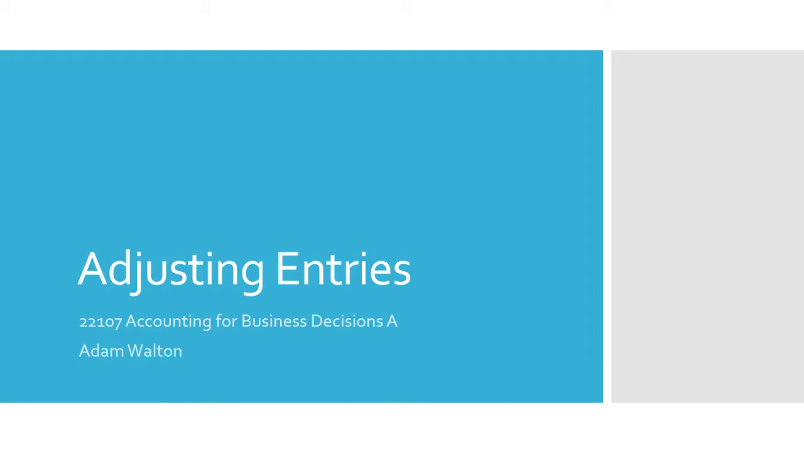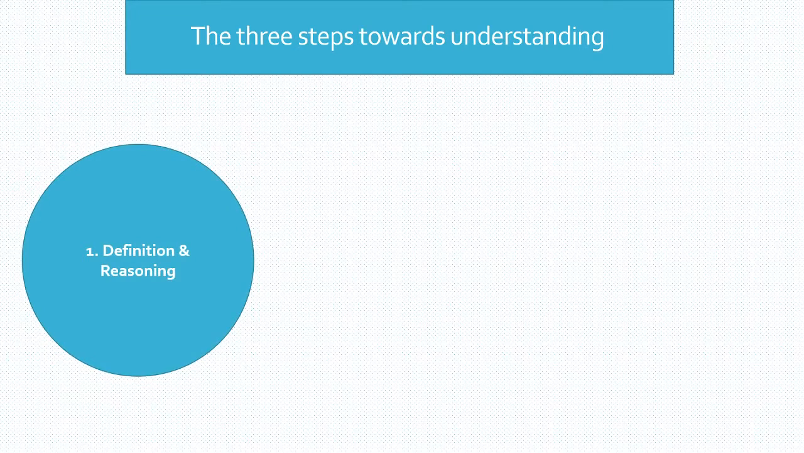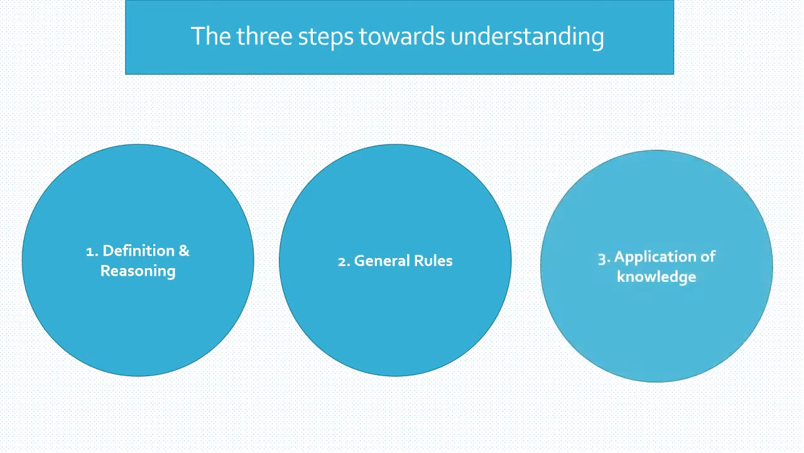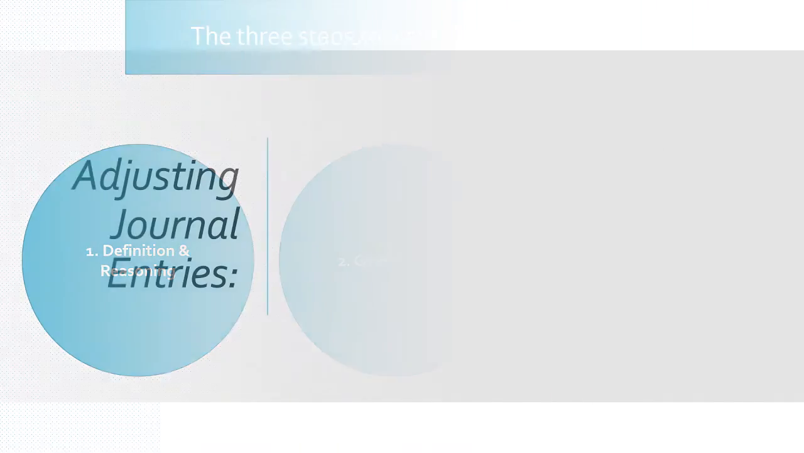In this video, we look at adjusting journal entries. To effectively understand this concept, there are 3 steps to complete. First, defining adjusting journal entries and understanding why they are needed. Next, remembering the general rules associated. And finally, completing examples to fully understand the concept.